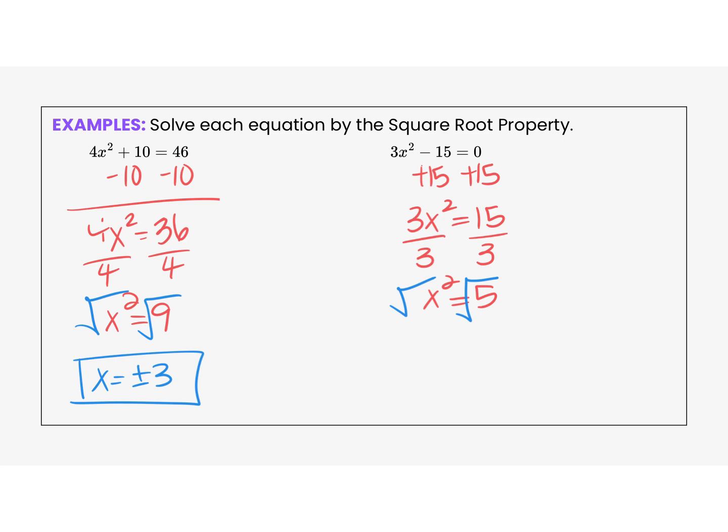We are going to leave our answers in exact values. And so that means if it's not a perfect square, we're just going to leave it as x equals plus or minus the square root of 5. That's what we mean by an exact value. Instead of taking the square root on our calculators and getting some long decimal, we're just going to leave it as square root of 5.